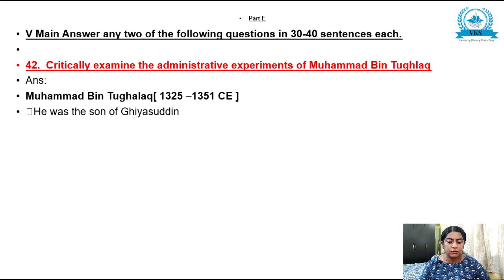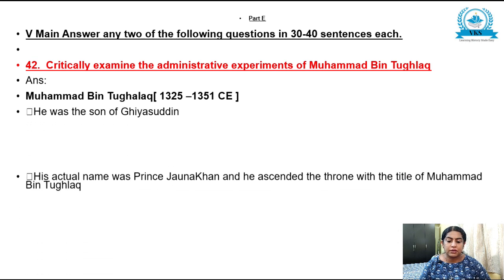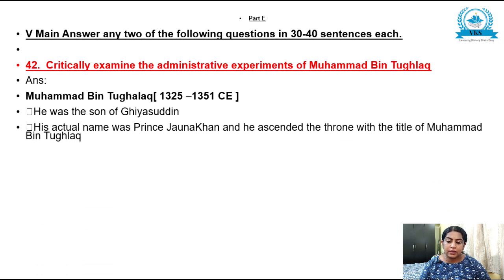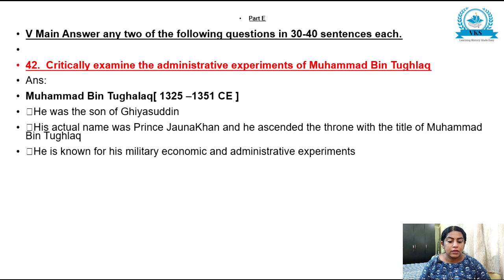So, Muhammad Bin Tughlaq, he was the son of Ghiyasuddin. His actual name was Prince Jauna Khan, and he ascended the throne with the title of Muhammad Bin Tughlaq. He is known for his military, economic and administrative experiments. So that was the introduction. Now the administrative experiments or reforms.